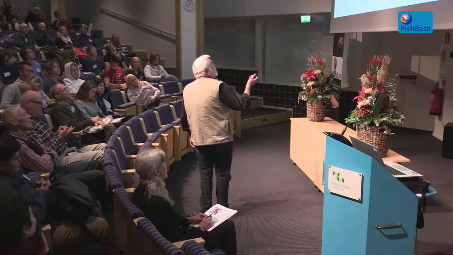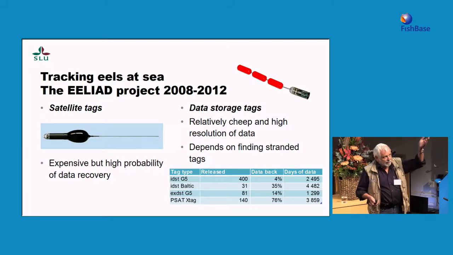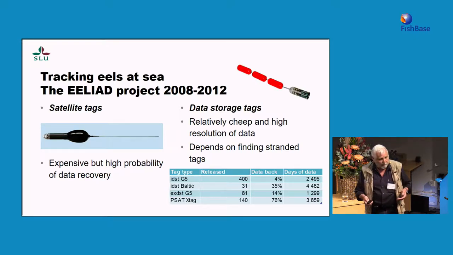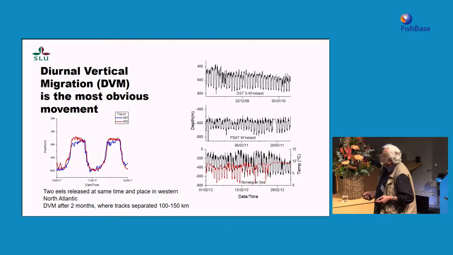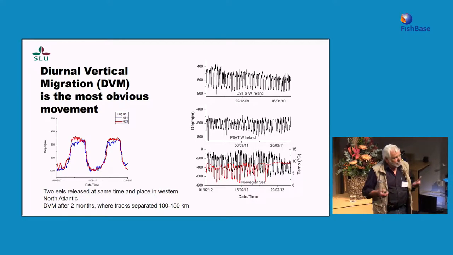Another alternative that we have tried is using ordinary data loggers, but putting floats on them. So if the eel dies and loses this data logger, it will rise to the surface and drift and be found on the shore. And surprisingly, a high percentage are actually found again. Both of them give a time series of temperature and depth registrations.